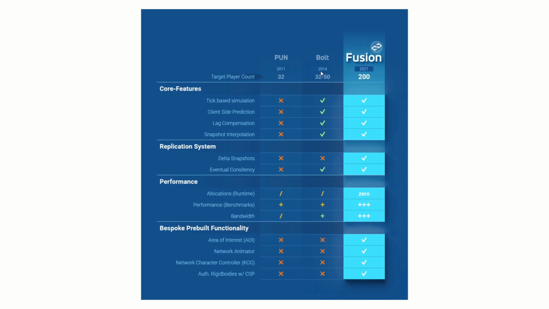And then they produced Bolt in 2014, and now they have just released Fusion, which targets up to 200 players and has cool features like tick-based simulation, and it handles authority and rigid bodies. So this is a really cool upgrade, and this is what we're going to use.